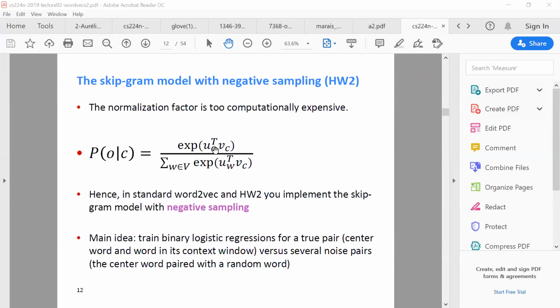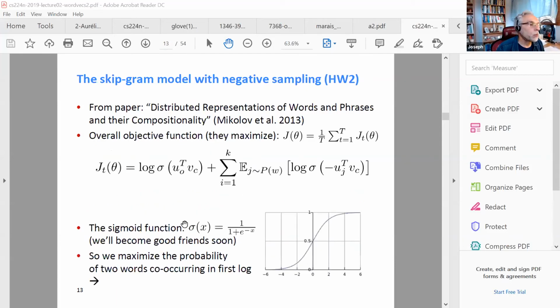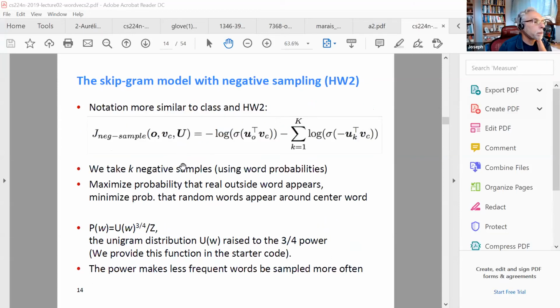Okay, so where are we? This is the definition of the sigmoid function, and this is our overall loss function, which in this case is to be maximized. Let's keep going. Here they talk about the negative sample, outside word, context word, U. I'm not sure what this U is. We take negative samples using word probability: maximize the probability that the real outside word appears, minimize the probability that random words appear.